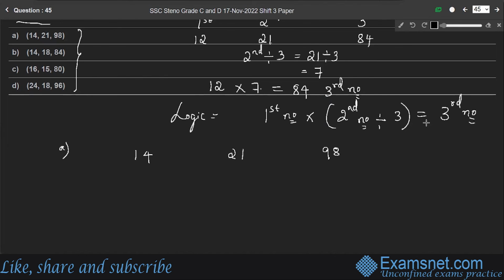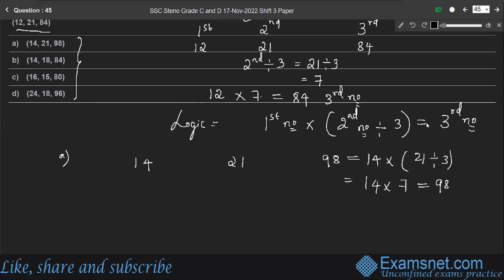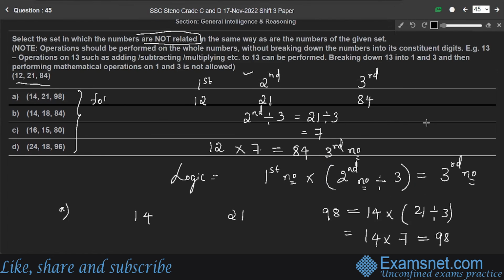This number 98 should be equal to the first number into the second number, 21 divided by 3. So 14 into 21 by 3, which is 7, gives 98. Therefore, option A follows the logic of the given set.